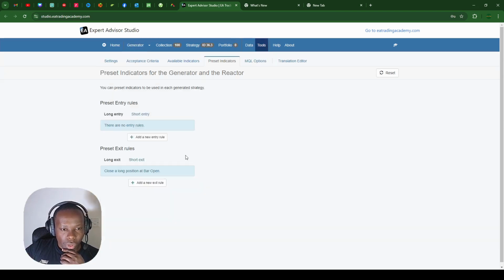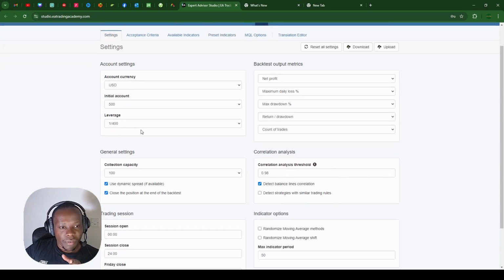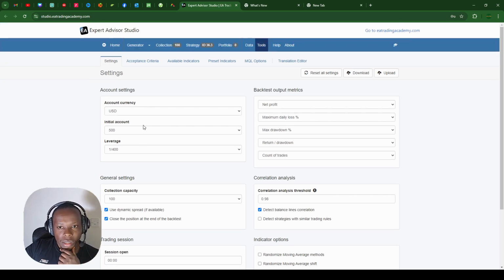I want to show you something. So my account is $500, leverage is 1:400, and I'm using the leverage that I use in my country, 1:400. And why am I showing you this? I want to go back to the generator.